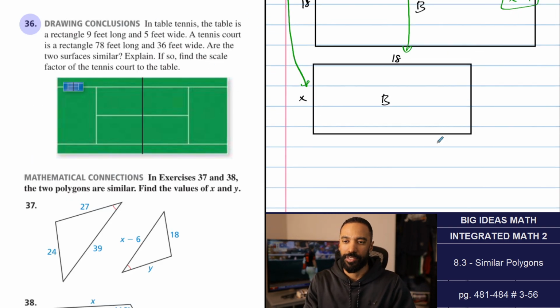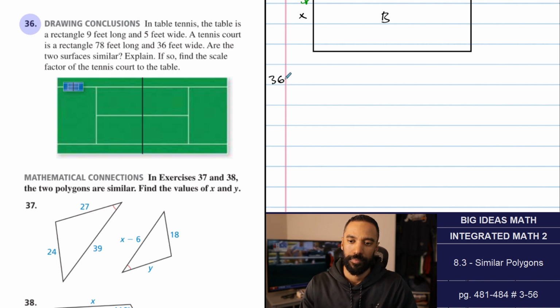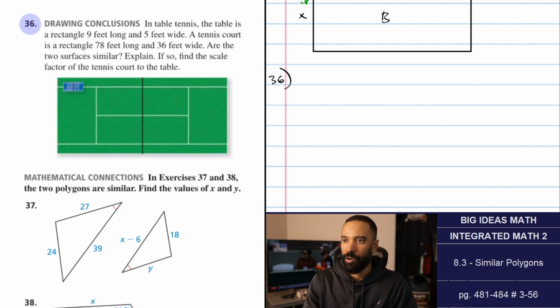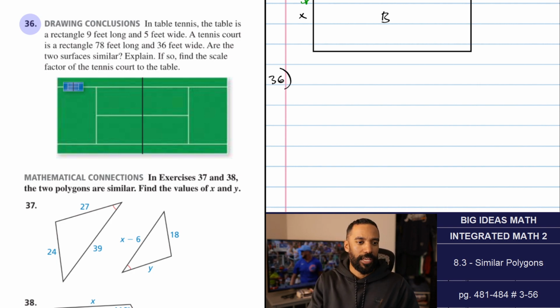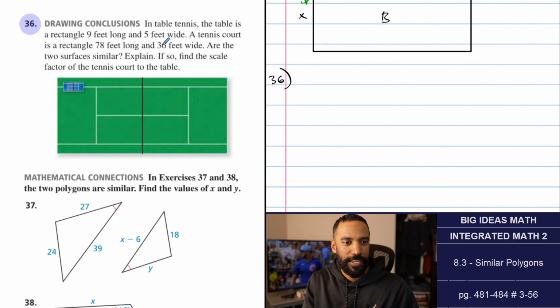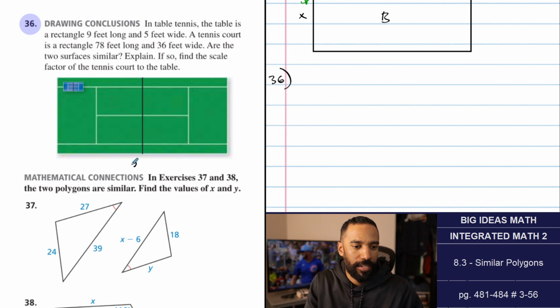Number 36. How far are we going? 56. In table tennis, a table is a rectangle 9 feet long and 5 feet wide. 9 feet and 5 feet.